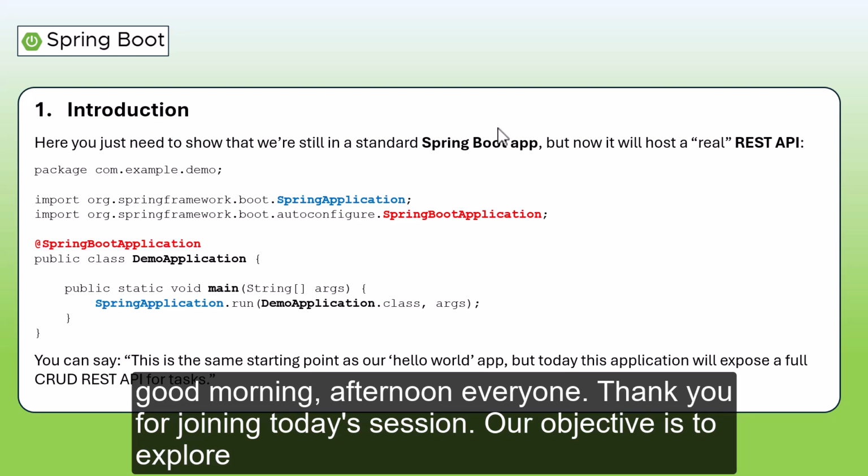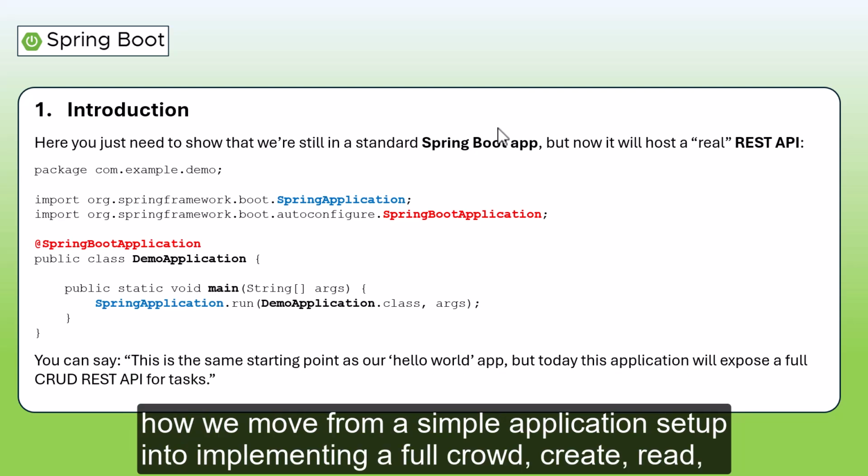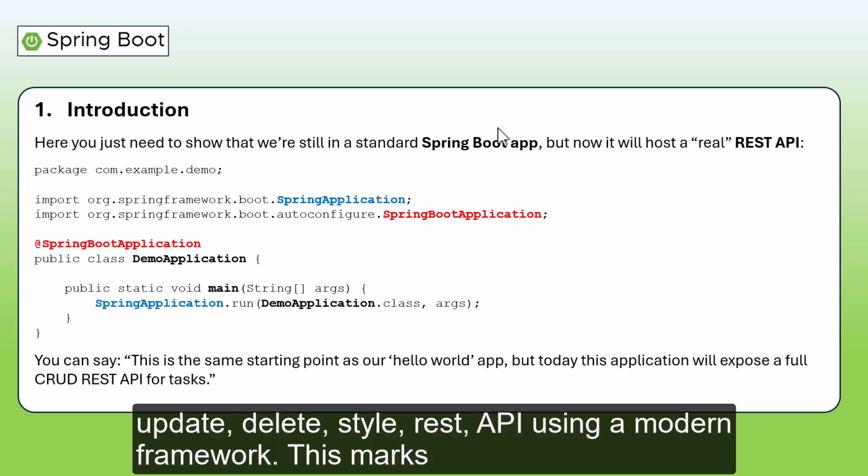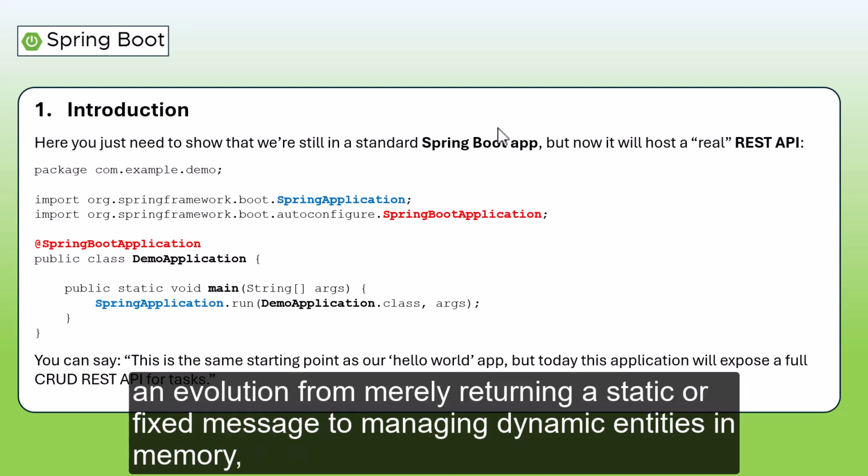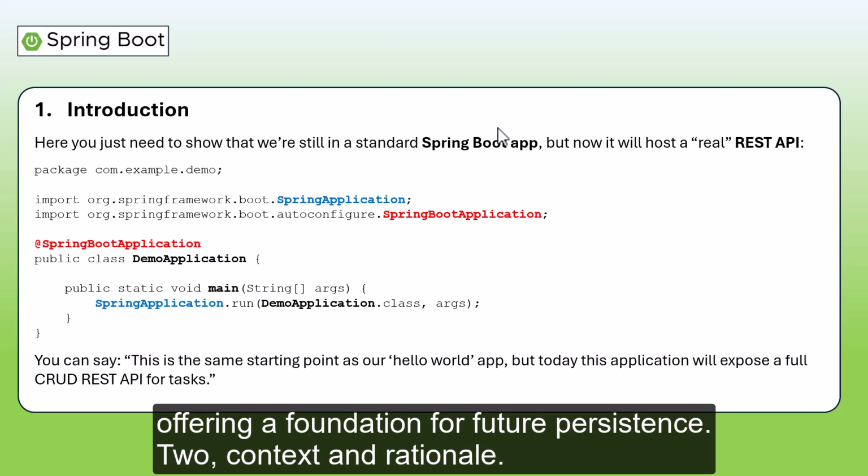1. Introduction. Our objective is to explore how we move from a simple application setup into implementing a full CRUD (create, read, update, delete) style REST API using a modern framework. This marks an evolution from merely returning a static or fixed message to managing dynamic entities in memory, offering a foundation for future persistence layers.